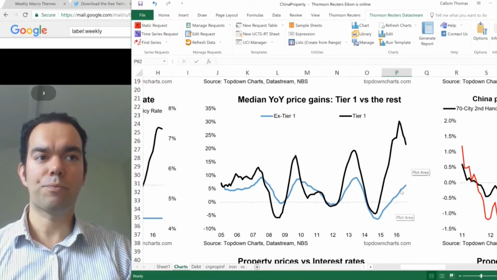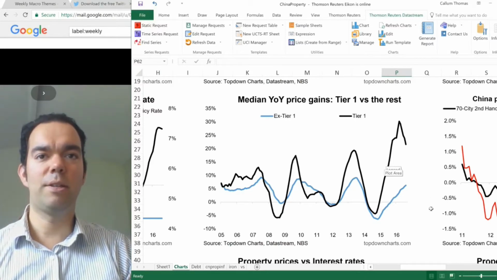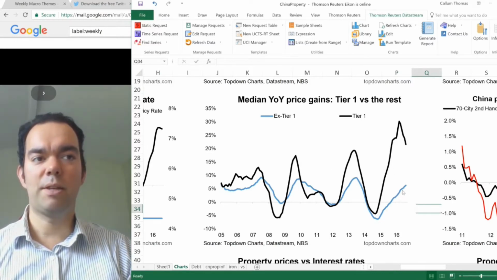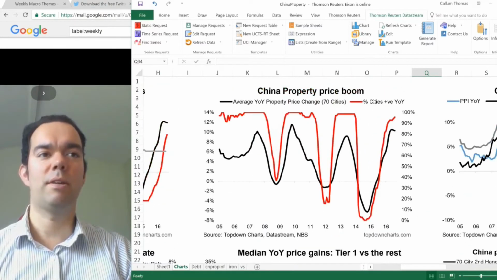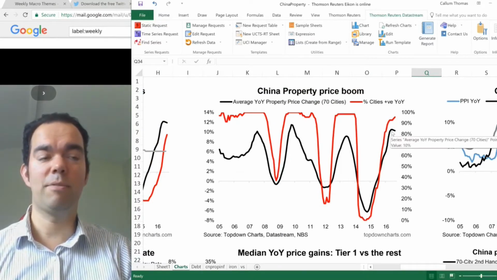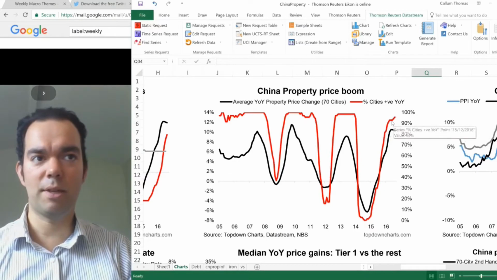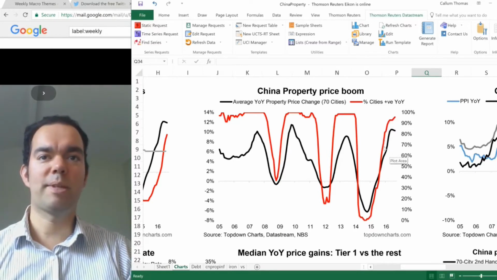And you can see that the property price rebound that we've seen very dramatically in Tier 1 has taken quite a while to come through outside of the Tier 1 cities, but it is starting to very gradually but surely accelerate, and you can see that here. So the red line is the proportion of cities that are seeing actual year-on-year gains, positive ones, and you can see there that it is actually starting to broaden out, and that comes at the same time as you're seeing average property price gains starting to roll over.